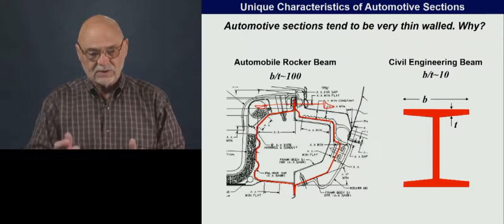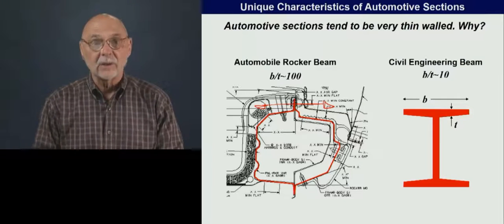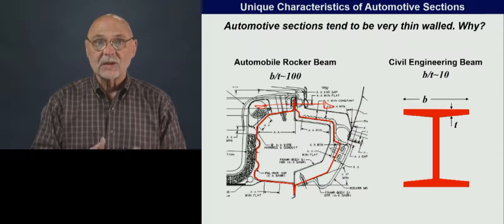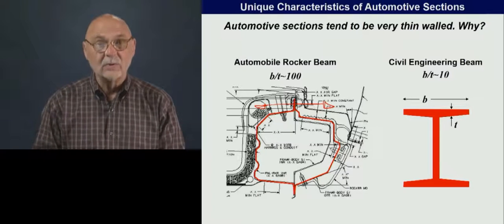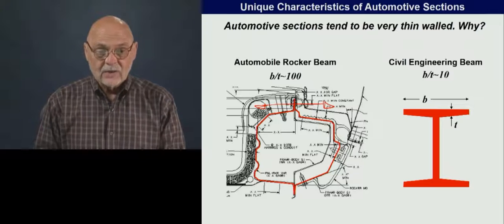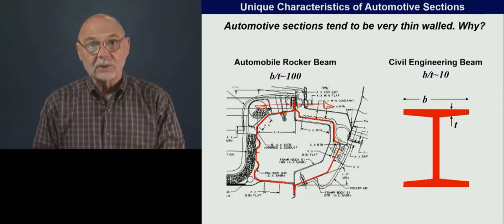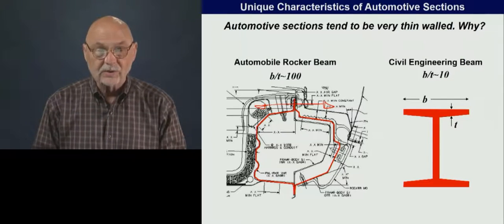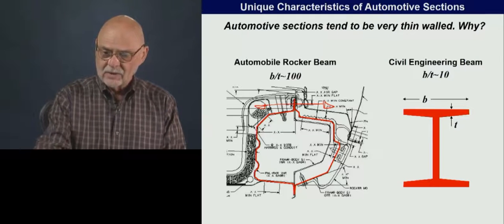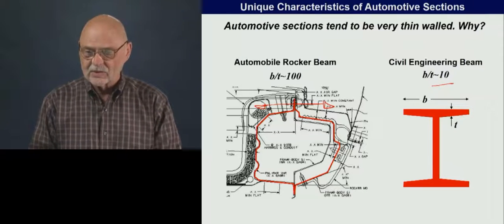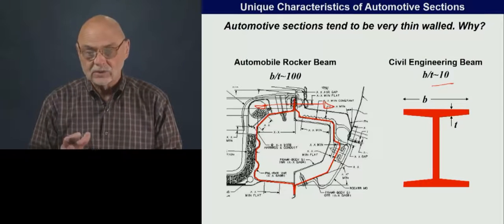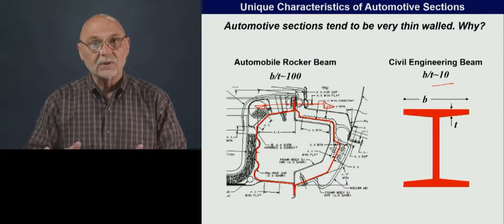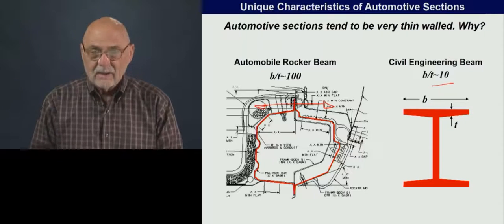So on this rocker section, it's on the order of 100 millimeters or so, and the thickness is on the order of about a millimeter. So we have a B over T ratio of 100. The higher that B over T ratio is, the thinner the wall section that we have. For a typical civil engineering beam, we have something on the order of about 10 or so. So you can see the differences, and we have a way to quantify it.